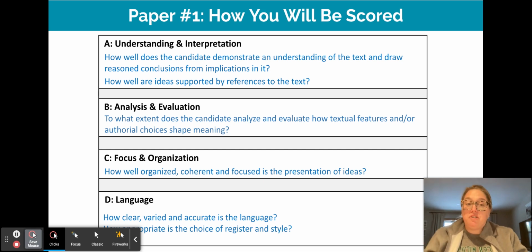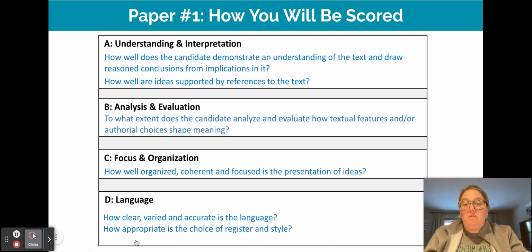Okay, C is focus and organization. You will be far more focused and organized with an outline. I strongly encourage you to make one, even if it's the most simple. And then the language, okay? How clear, varied, and accurate is the language, and is it appropriate in register and style? This is like you're writing for the HLSA, any of the more academic writing that we've done. So make sure that it is of a high style and of a very formal and literary academic manner, okay?